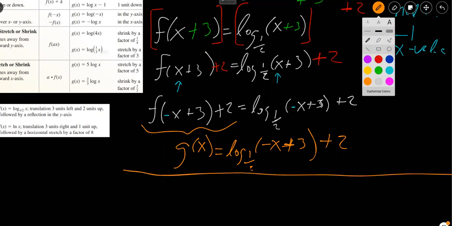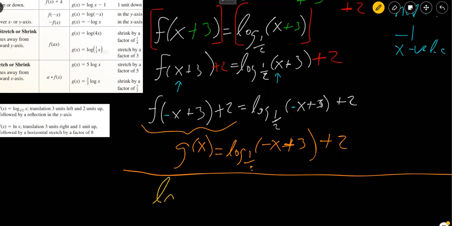Last one says natural log of x, and then it's got 3 things happening. We're translating 3 units to the right, and then 1 unit up, and then horizontally stretching by a factor of 8. All right, so let's do this.